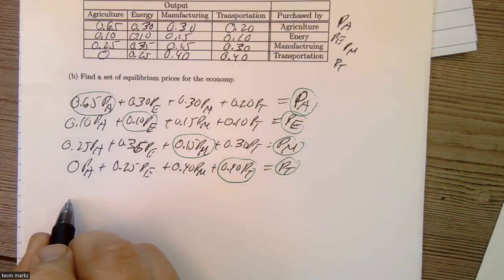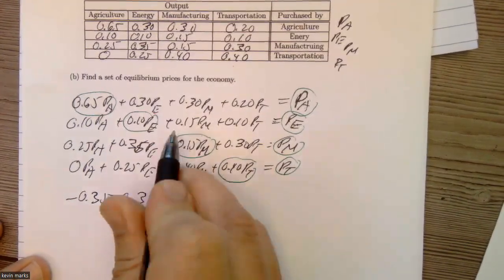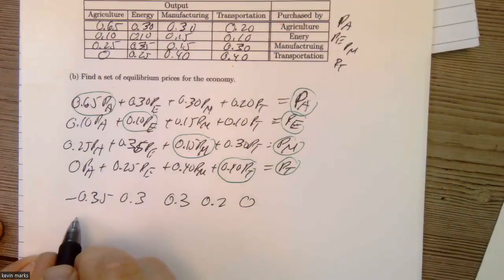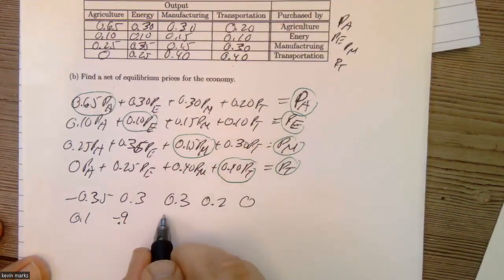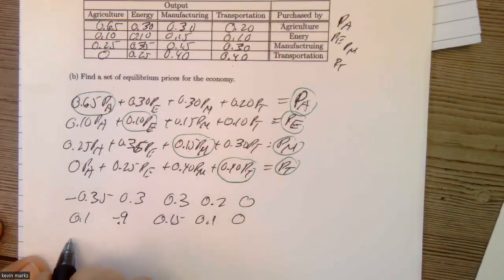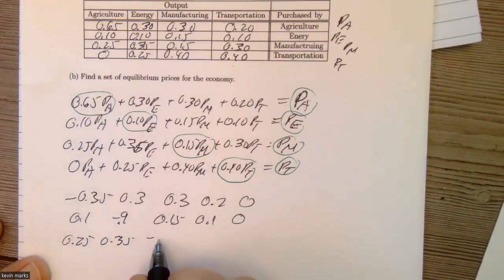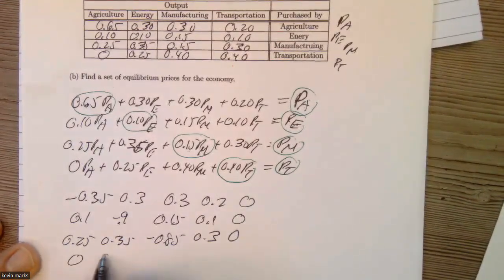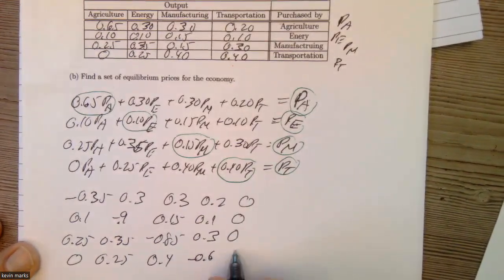The point is, if I move this over, this is going to end up being a negative 0.35. Then this would be the 0.3, 0.3, 0.2, and then augmenting it with zero. Then this would be 0.1. Then when I subtract 1 here, this is going to be a negative 0.9, right? Then you've got the 0.15, 0.1, and when I move that over, this is now going to be 0. And same thing here: 0.25, 0.35, subtract 1 is now a negative 0.85, and then 0.3, move it over to 0. Then you're going to have 0, 0.25, 0.4, and when I subtract, you're going to have a negative 0.60.